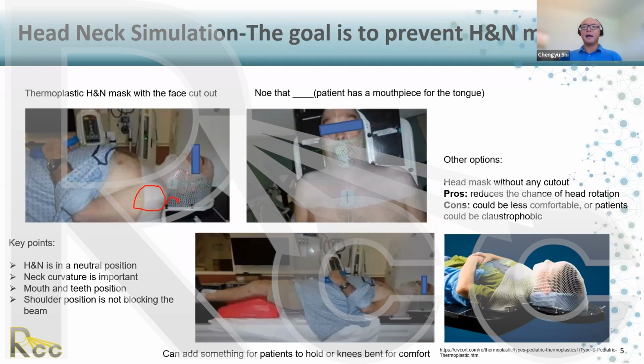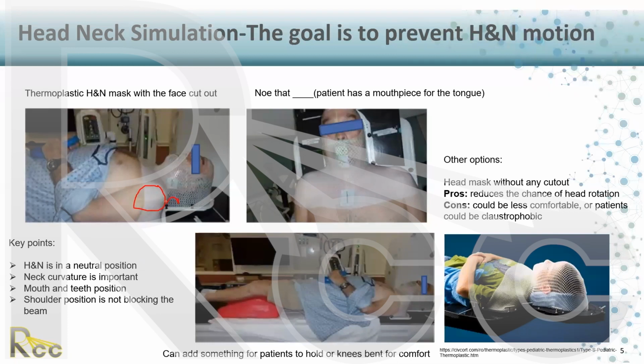Again, the mouthpiece and the teeth, make sure the patient is comfortable. One patient complained to me once, they said, I feel bleeding in my teeth because I press too much. And the shoulder position is always a problem. The patient's shoulder may block the beam. So if the shoulder is kind of head up like that or down, it will definitely introduce more dose uncertainties.